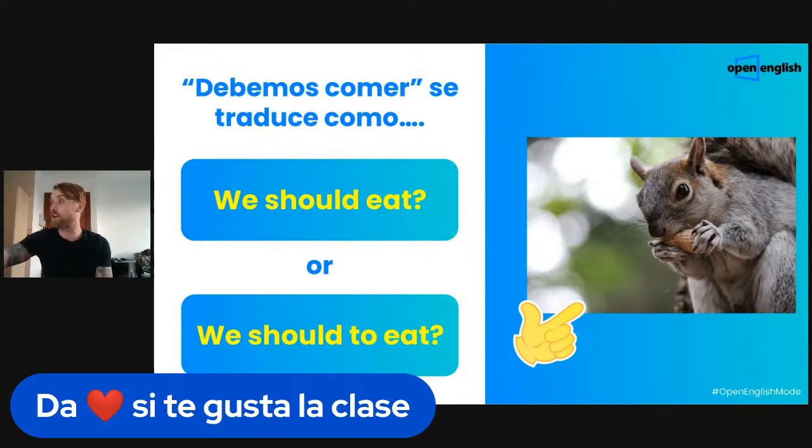So el último error muy común. Debemos comer se traduce como we should eat or we should to eat. Así que claro, la diferencia importante es que si se usa el to o no. Así que debemos comer, we should eat or we should to eat. Cuéntame cuál es la correcta.